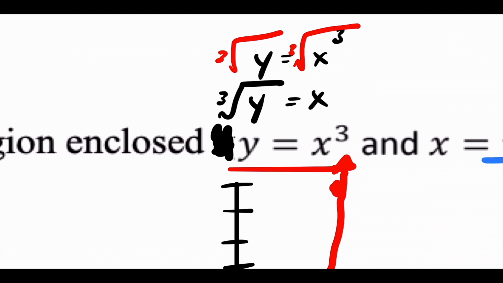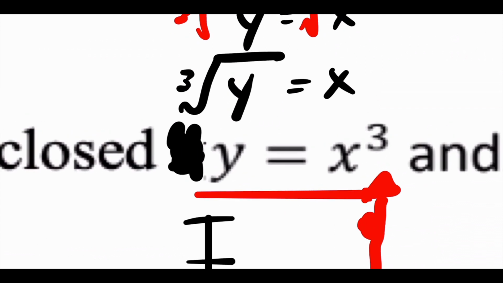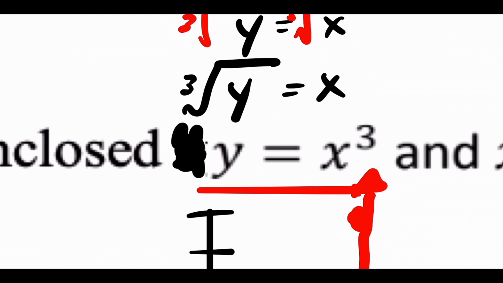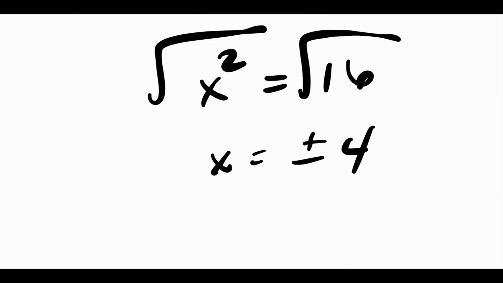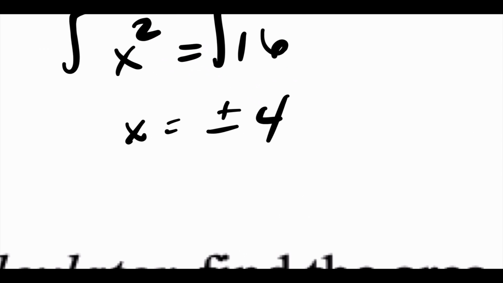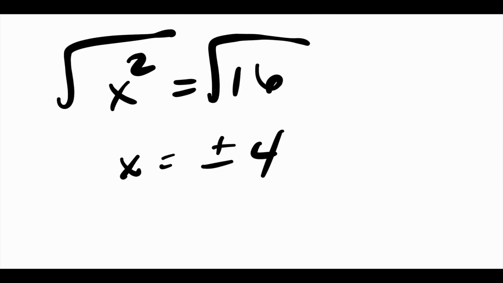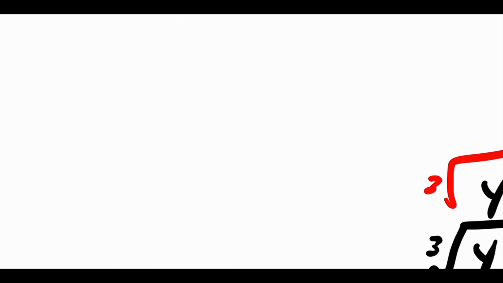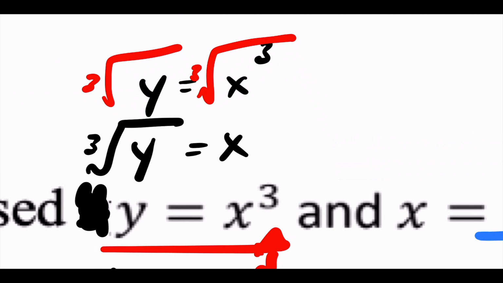Bounds. Now I have to find bounds. Since I'm using y, the bounds aren't going to be left and right. They're going to be top and bottom, right? So the bounds I'm looking for are 2. Let me use a different color so we can distinguish that. This guy right here in orange and this guy right here in orange, right? Those are the 2 bounds. So I need to find those.